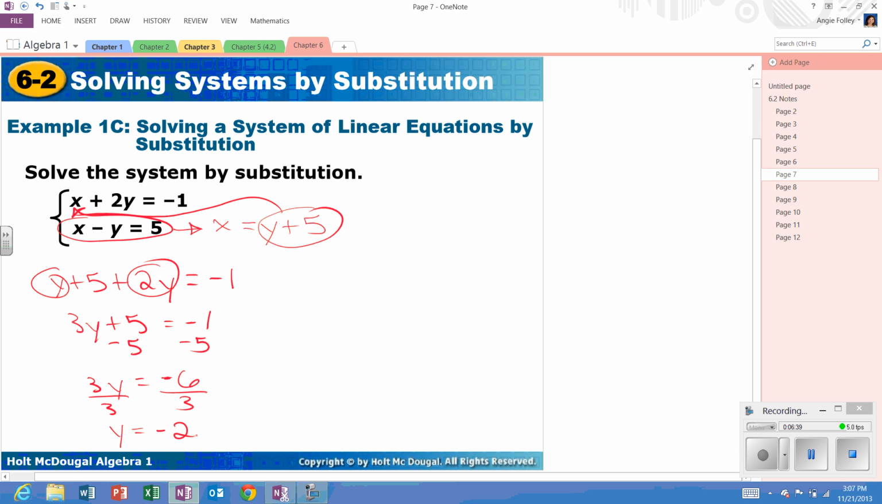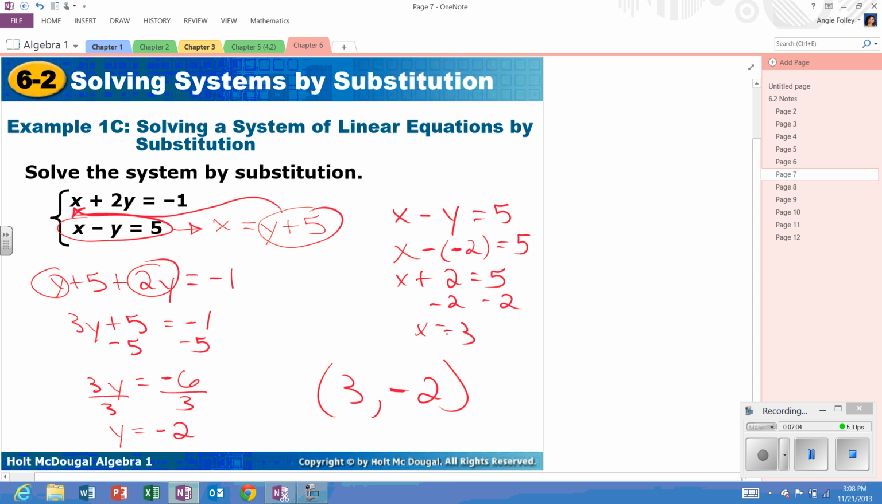Now I've got to plug this back in. So I'm going to take that second equation. It looks a lot easier to work with, so I'm going to do that. And plug in -2 into y. So x minus, you do have to put the minus and then the -2. So that becomes x plus 2 equals 5. Subtract 2 from both sides, so x is equal to 3. So our solution is 3 comma -2 because we got this for x and this for y.